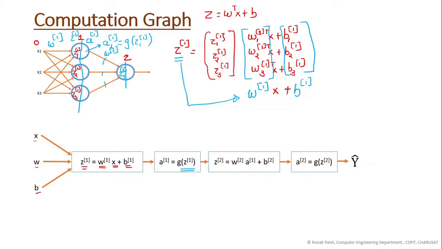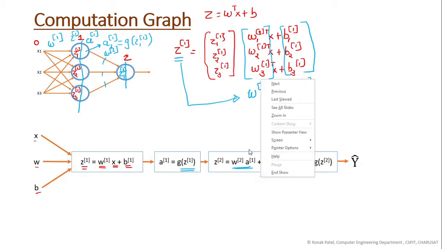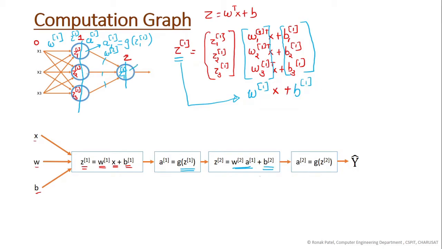Now with weight, this is your W2, weights going to layer 2. So it will multiply with this A1. That is the thing, W2 A1 plus bias that is going to layer 2, so B2. And activation on that. That is your A12, that is your G of Z12. This is your output, that is y hat.